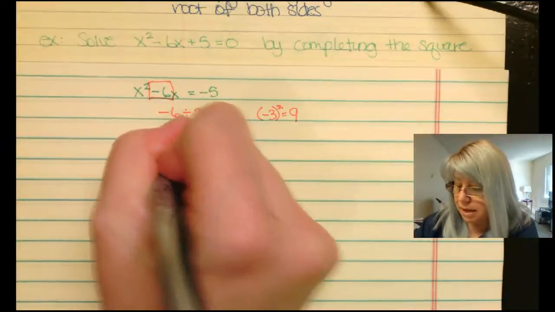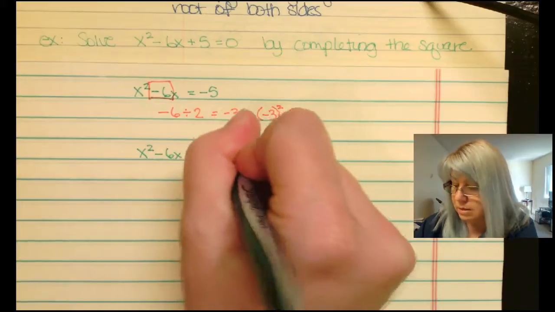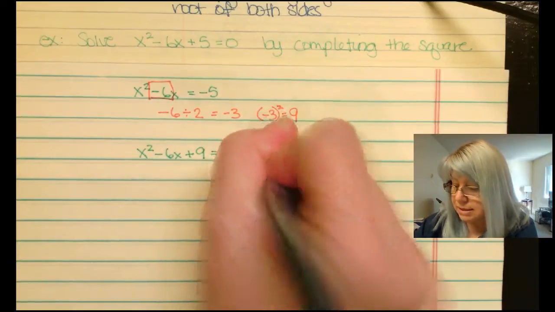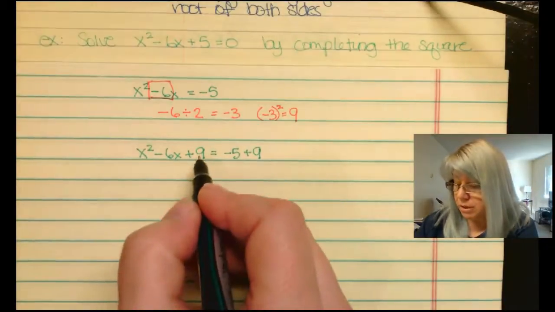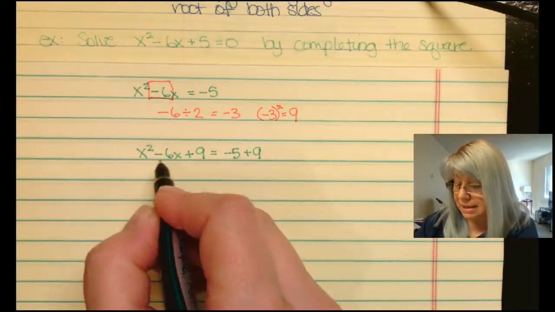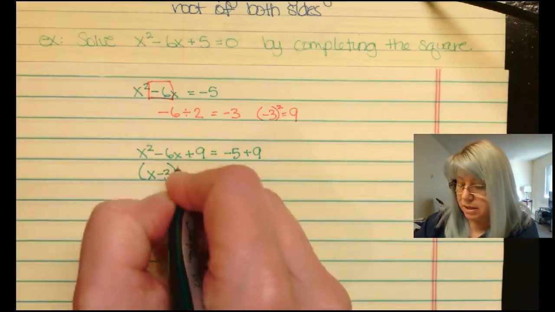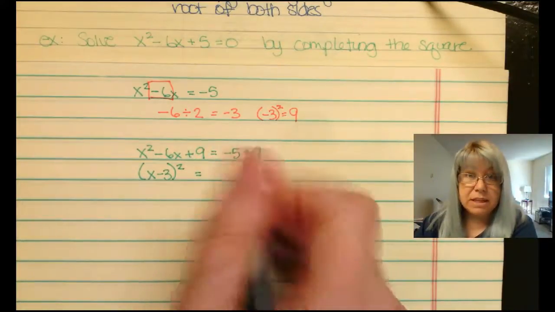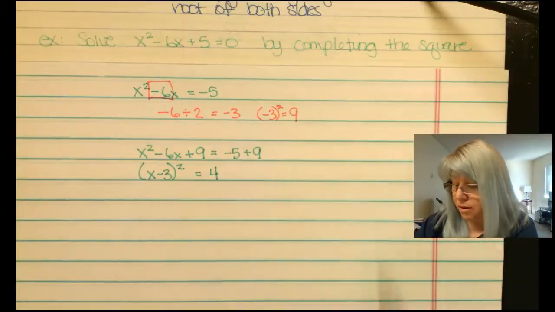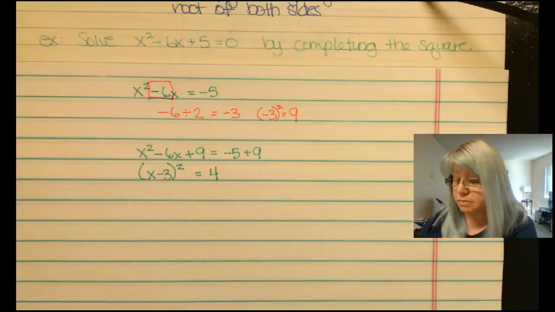X squared minus 6x plus 9 equals negative 5 plus 9. All right, so two numbers that multiply to positive 9 but add to negative 6: x minus 3 and x minus 3. So that is x minus 3 squared. Negative 5 plus 9 is 4. Now it's in the form I need to be able to use the square root property.